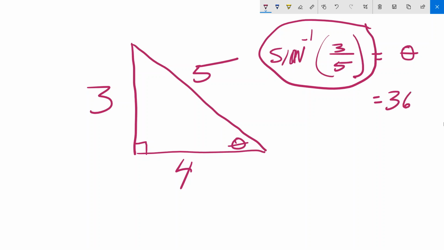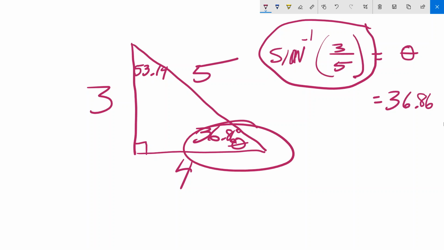Aha, 36.86 is that angle. Who knew? This one's complementary to that, so this one has to be 53.14. So the inverse sine of 3/5 is this angle right there. How would I get this one up here? If I didn't know this one already, let's make this theta up there. Same 3, 4, 5 triangle.